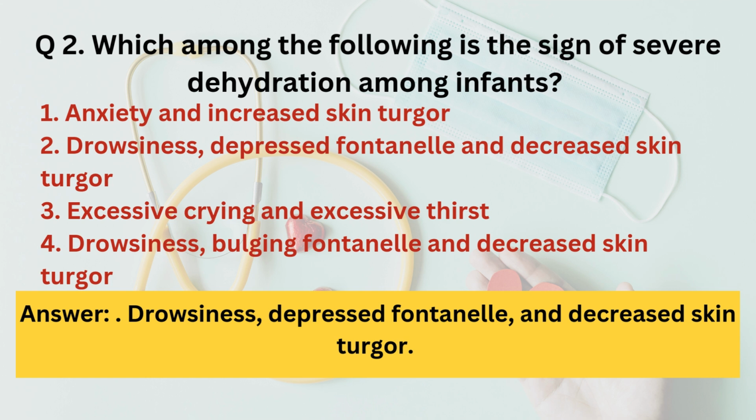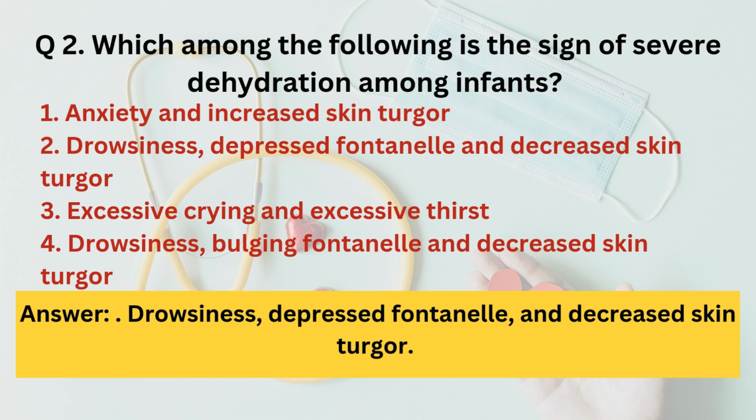Then the third option, excessive crying and excessive thirst. These are the signs of mild to moderate dehydration, not severe dehydration. Then the last one, drowsiness, bulging fontanelle and decreased skin turgor. Bulging fontanelle usually suggests that there is increased intracranial pressure, not dehydration.